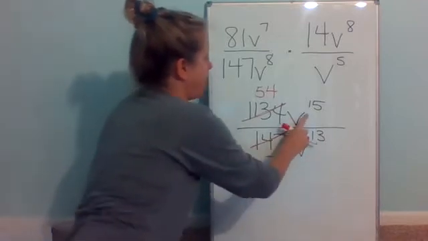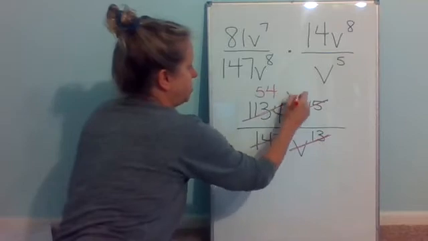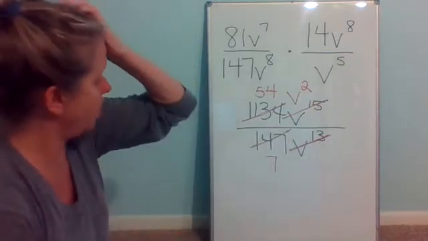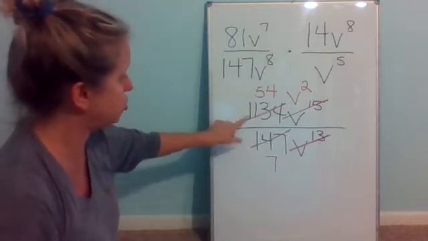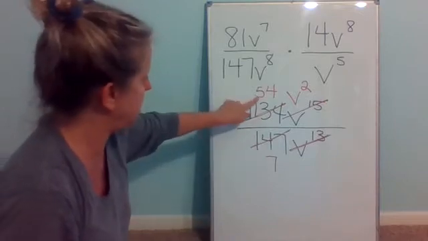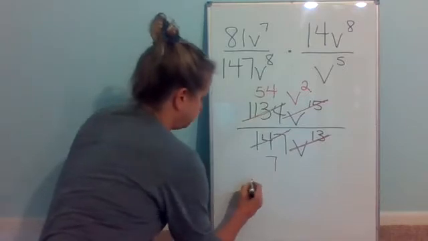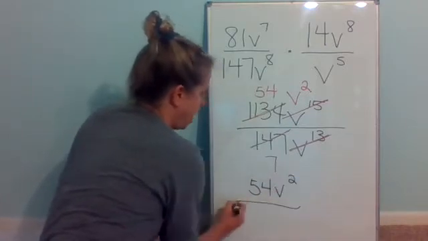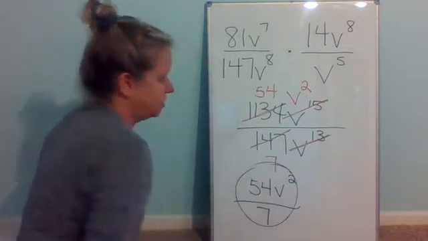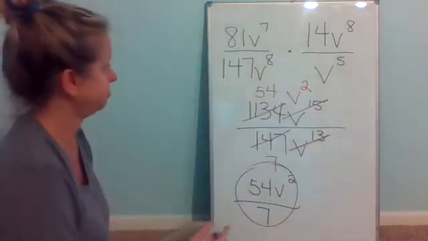Subtract your exponents. So I have b to the 15th over b to the 13th, which gives me b squared. So once you've done all the simplifying, your answer is simply just what is left in the top over what is left in the bottom. So let's see. In the top, I have 54 b squared. Over in the bottom, I've got 7. Okay?